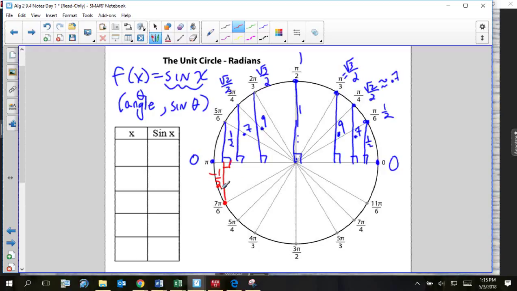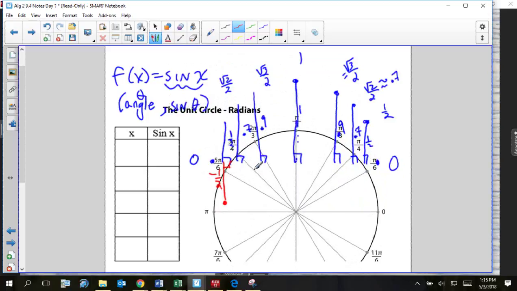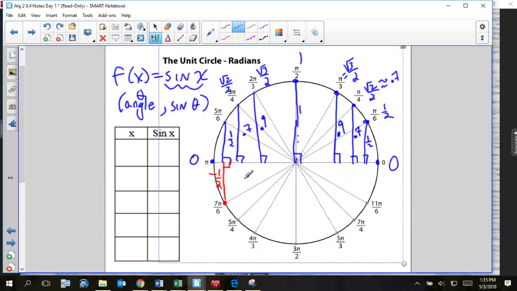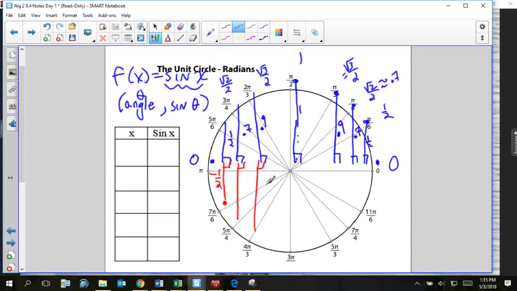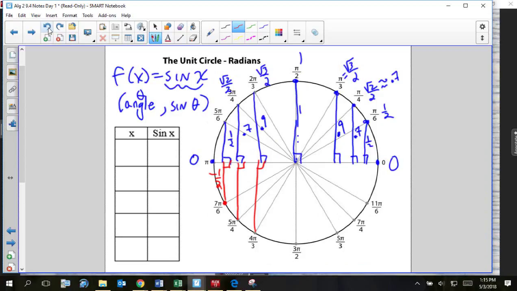Then our next one is going to be, okay, I gotta stand in front of this sometimes for me to draw really accurate stuff. So I will move once I've drawn it, but sorry. This next one's going to be negative 0.7, then negative 0.9, and then at 3 pi over 2, we are at negative 1.